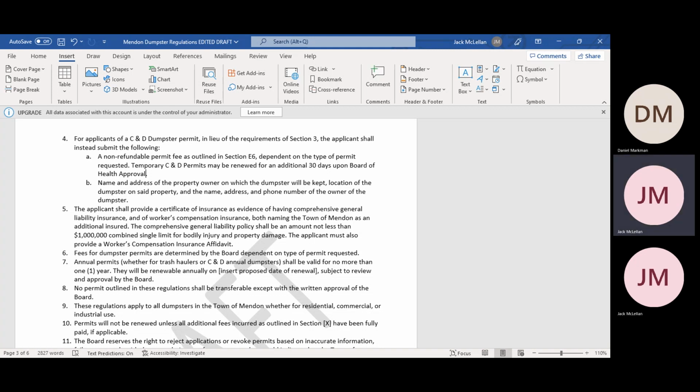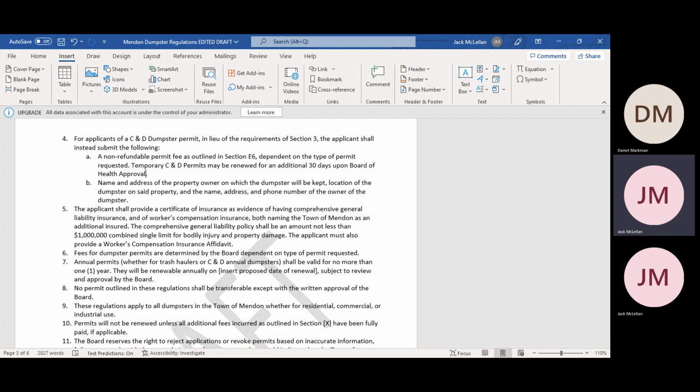I apologize, but I'm confused. Yeah, I kind of like Upton's dumpster permit application better. So I was kind of focusing on theirs versus Northbridge. But we're not really at that application fee yet. Not yet. We're still working on the regs. Right.